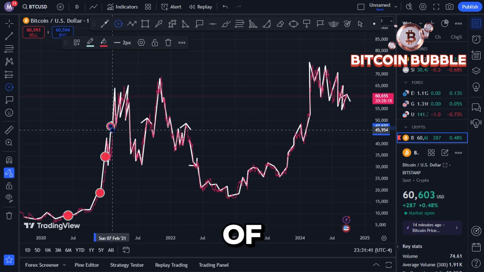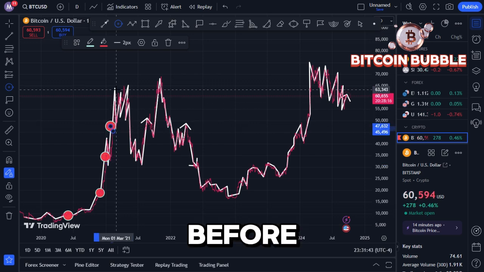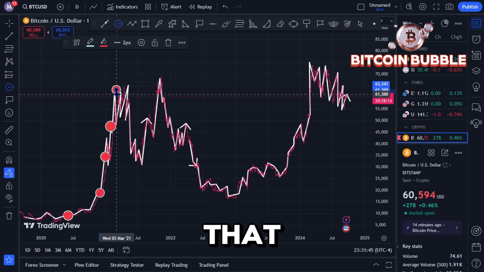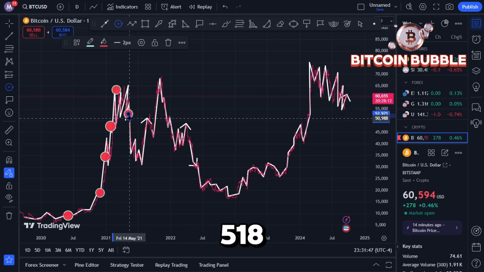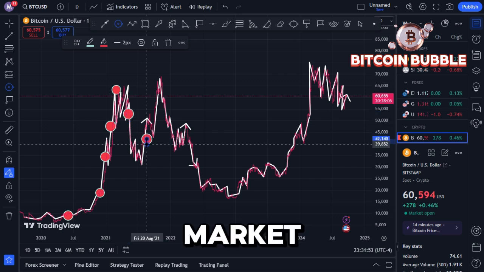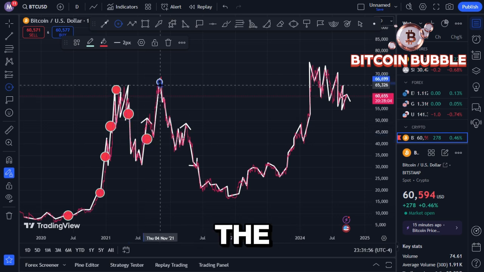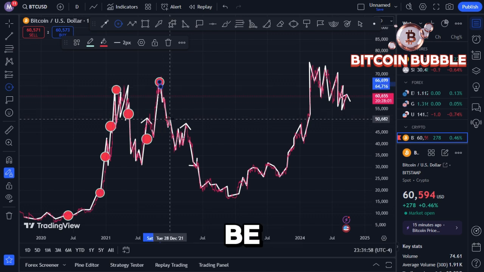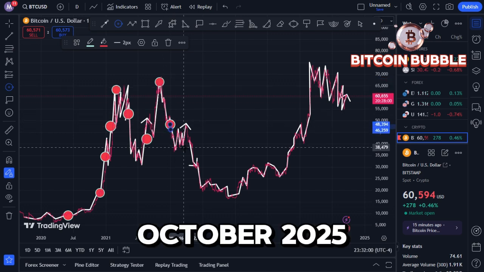We saw the bottom of the bear market 550 days before the halving. This means that the bull market peak will happen 518 days after the halving. That's 517 days after the halving. If we see a bull market peak 550 days after the halving, that would be September or October 2025.